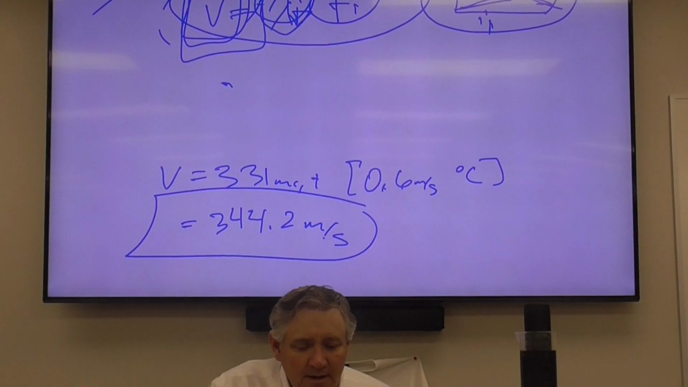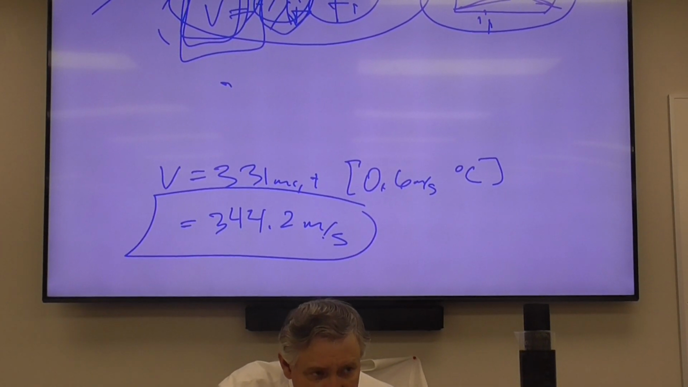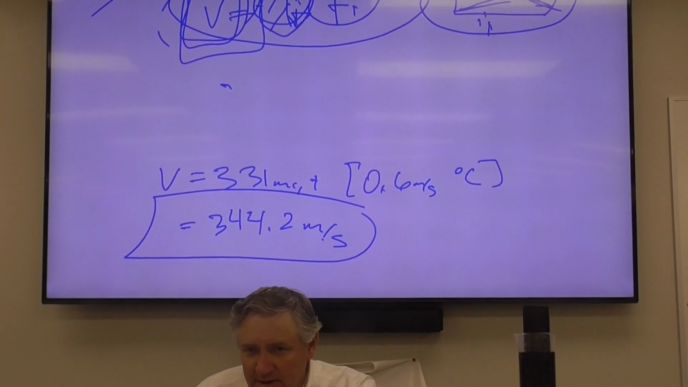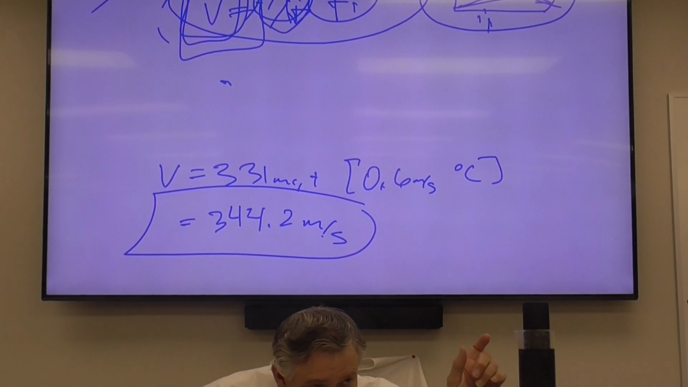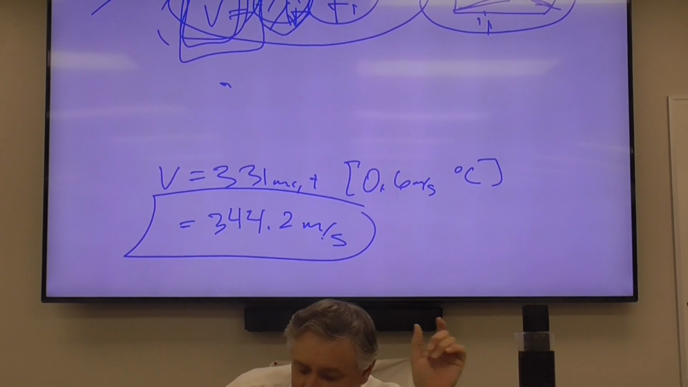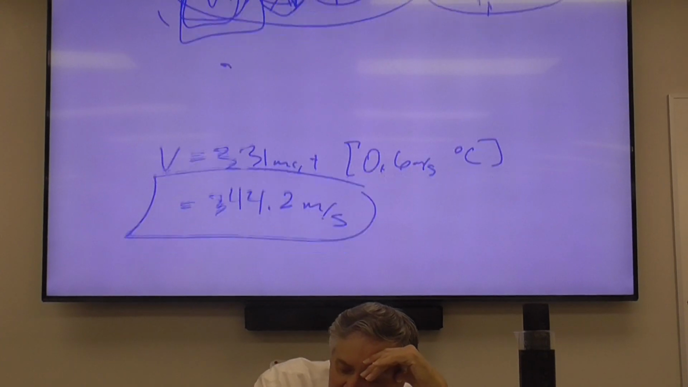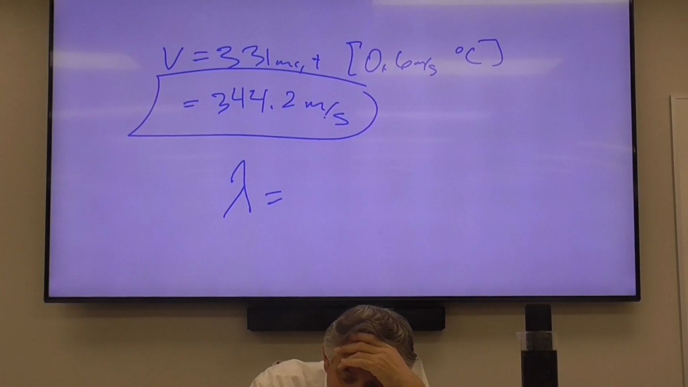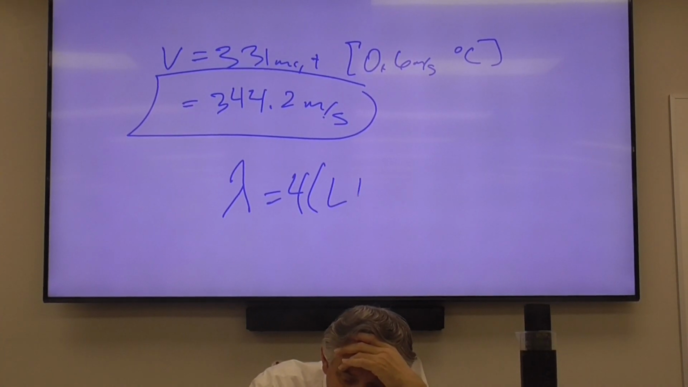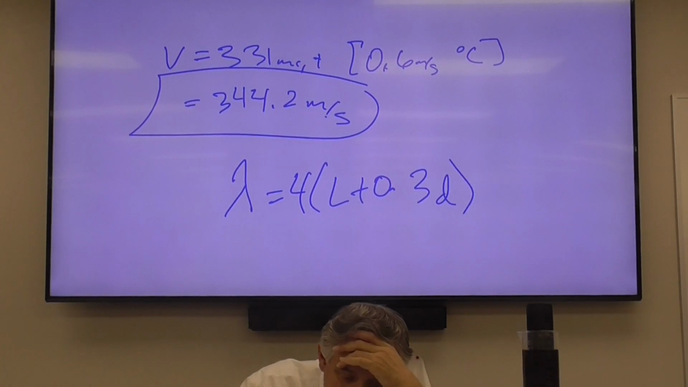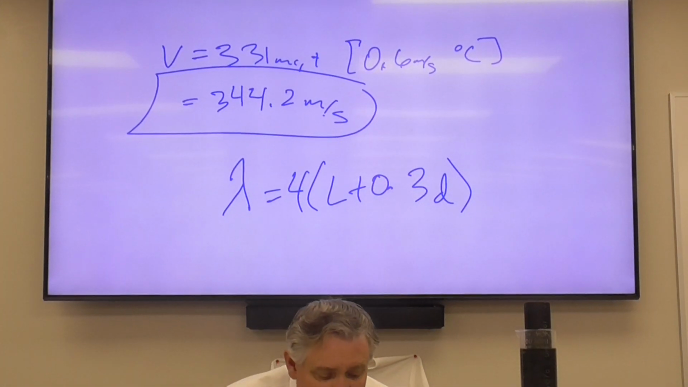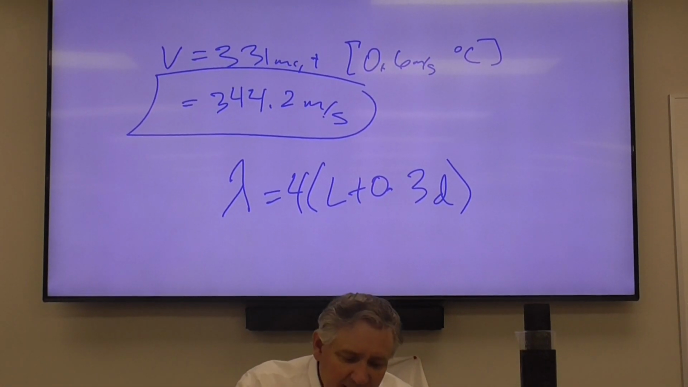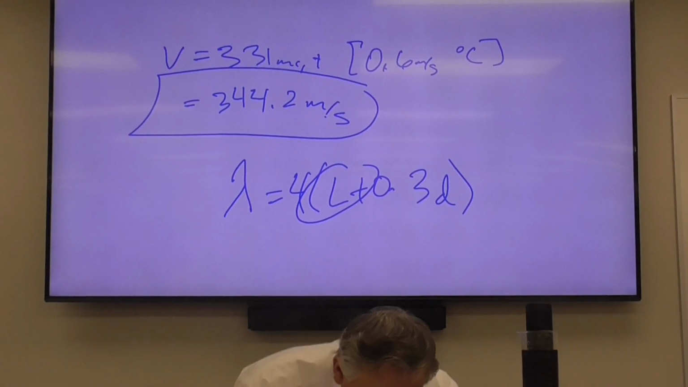Okay? Now, what we need is a correction factor. So that correction factor is this 0.3 times the diameter, the inside diameter of the pipe. Okay? So over here on the front, this is where this becomes a part. So on an open, closed system, you take 4 times L plus 0.3 D. Obviously, what units does your D need to be measured in? Meters. Okay?